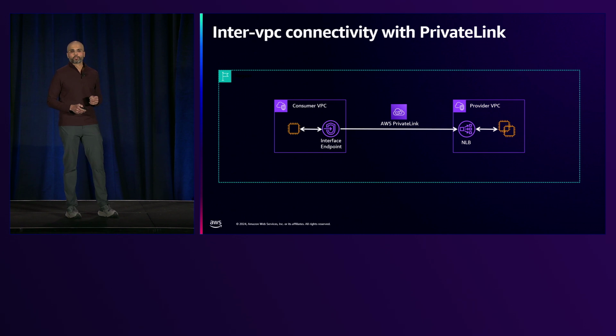PrivateLink also introduces this concept of provider and consumer. A provider is a service owner. It can be an AWS service, say CloudWatch, a customer-owned service, or a service offered by a third party like an ISV. The consumer is the entity that uses the service. And for us, the consumer and provider, apart from being in separate VPCs, can also be in their own accounts.